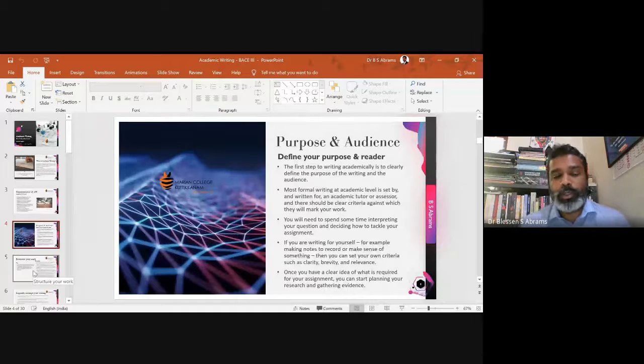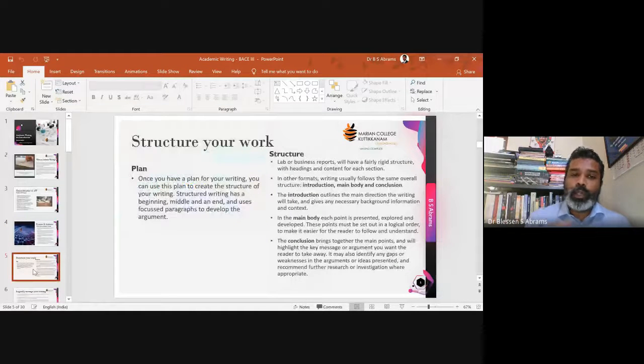Now, moving on to the structure of your work. As mentioned before, planning is very important in preparing an academic essay. Once you have a plan for your writing, you can use this plan to create the structure of your writing. Structured writing has a beginning, middle, and an end, and uses focused paragraphs to develop the argument. Whatever writing or speaking, even if you're delivering a speech, should have a takeoff and a landing. It should go up, reach the pinnacle, and come down. So it should have a beginning, a middle, and an end as well.